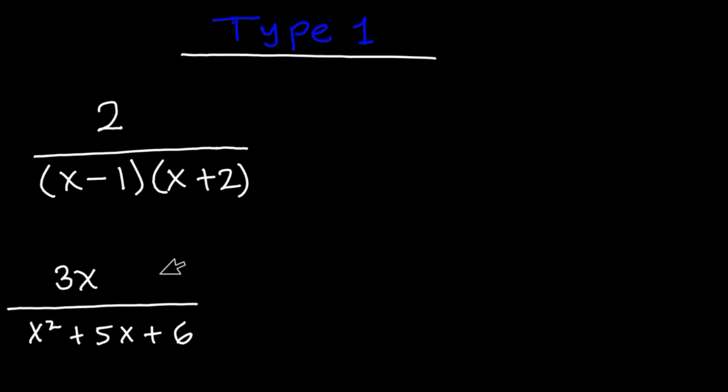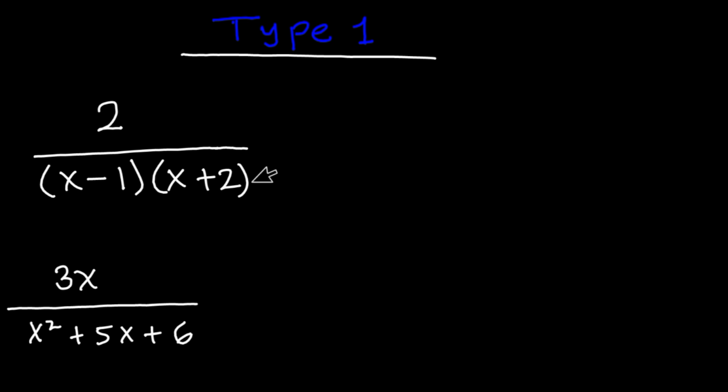Now, let's consider these two fractions. If you pay attention to them carefully, you notice that they are all proper fractions simply because the degree of the numerators are all less than the degree of the denominators. Now, if we have a situation like this, how are we going to resolve into partial fractions?